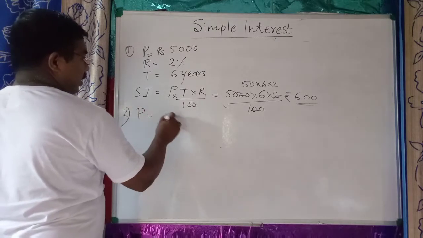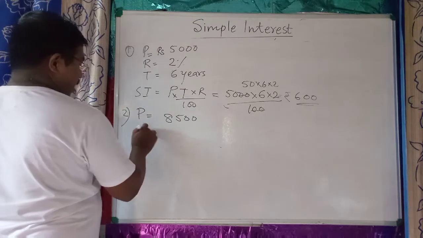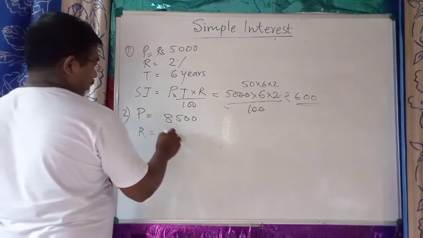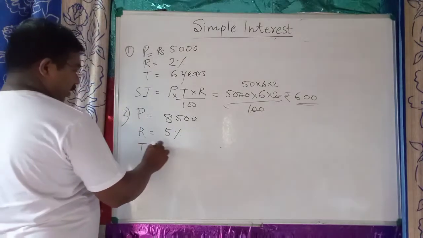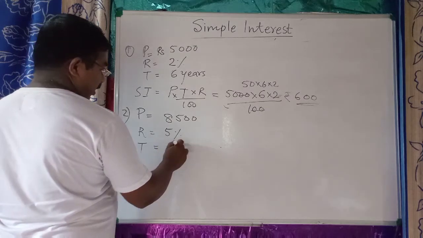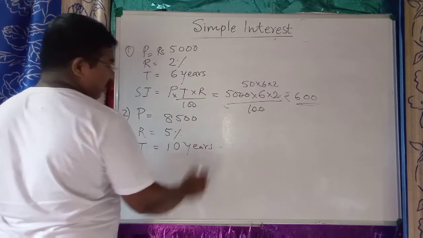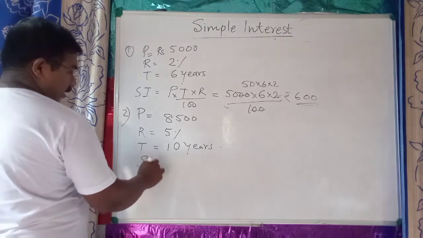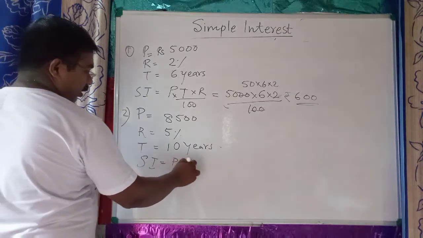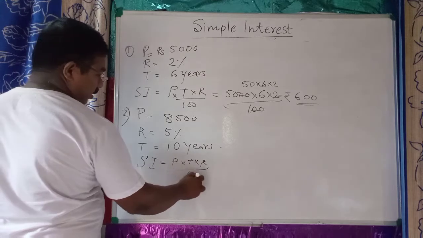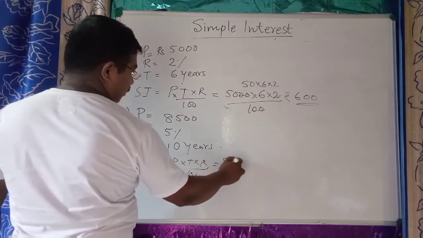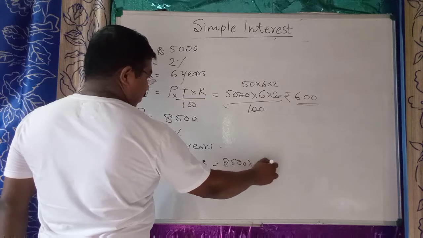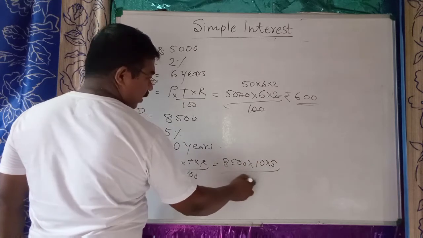P is 8,500. R means rate of interest, 5%, and time is 10 years. Now let us find what is the simple interest for this amount of money. SI is equal to P into T into R by 100 is equal to 8,500 into 10 years into 5 divided by 100.